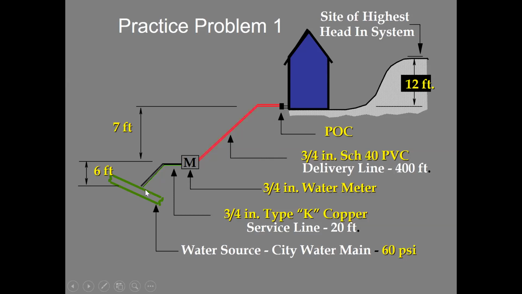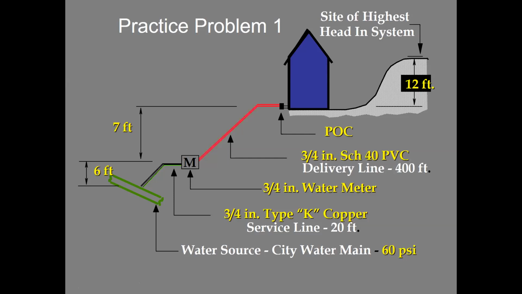So this distance from our meter to our POC is 400 feet. This one from our water source to our meter is 20 feet. Then finally, our meter is 3/4 inch in diameter. We can even write 12 feet to record that, and put that on the top of the sheet so we know that's our worst case head. Then our gate valve or other, there is none, so we could just put none and none.